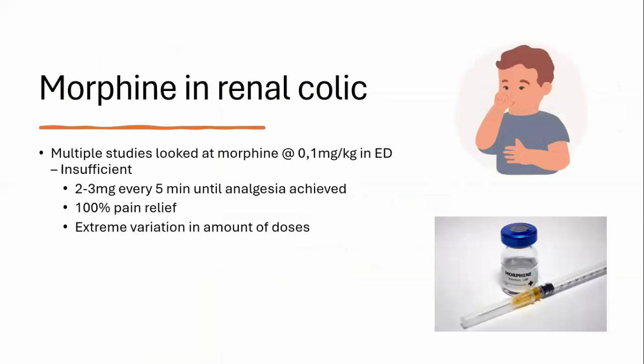Multiple studies have looked at morphine and renal colic. In the literature, they actually recommend 2 to 3 milligrams of morphine every 5 minutes until analgesia is achieved. I don't know anyone that would do that. I mean, can you imagine giving a patient 20 or 30 milligrams of morphine? Next thing, you're going to intubate this patient. Not a good thing.